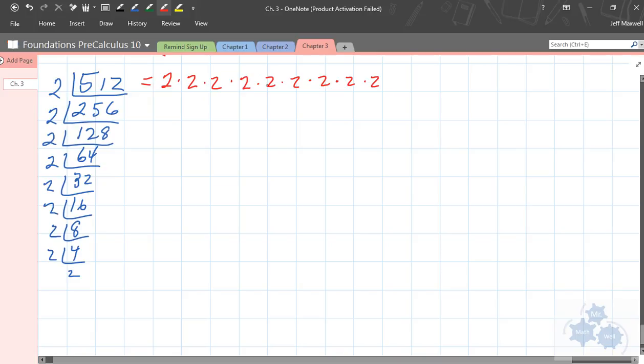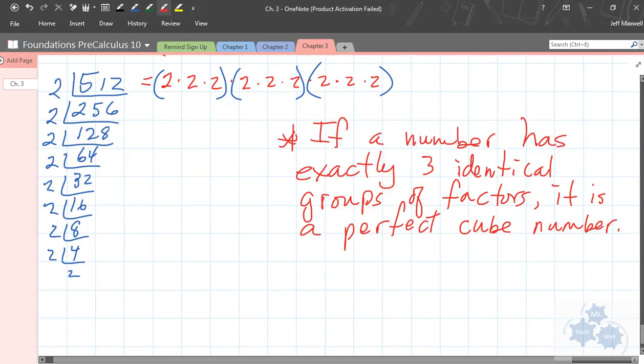So, first of all, let's test if it's a perfect square. How many do I have? 1, 2, 3, 4, 5, 6, 7, 8, 9. I have an odd number, so I'm not going to have two identical groups. But what you do notice here is that you do have three identical groups. So, if a number has exactly three identical groups of identical factors, then it's a perfect cube number. Okay, so that should hold true, and like I say, if you do this even just on your prime factored list, you see, hey, there's three identical groups, perfect cube.